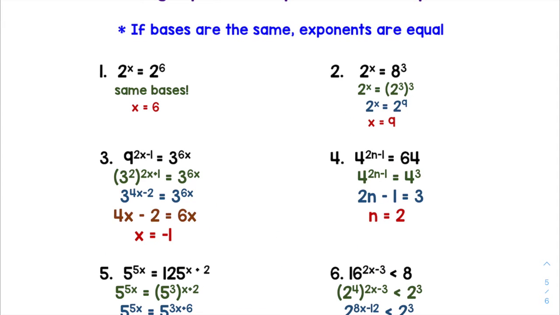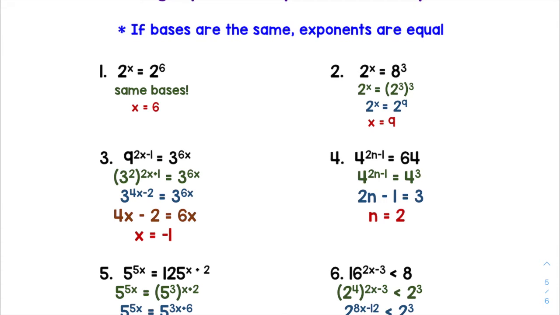Here are your answers to problems 5 and 6. For 5, we could make both sides of the equation have a base of 5, distributing the 3 times the x plus 2, since 5 cubed is 125. We get 5 to the 3x plus 6. We could set both exponents equal to each other and solve to get our solution, x equals 3.